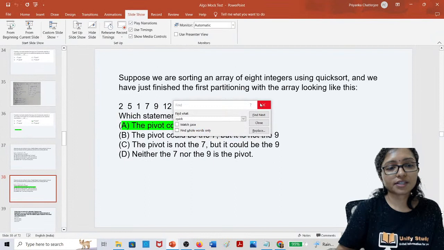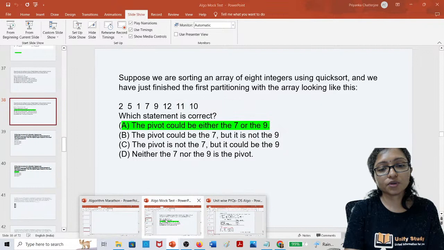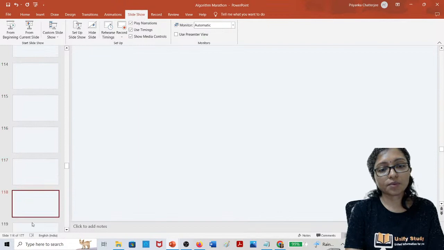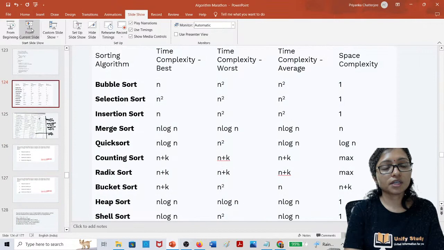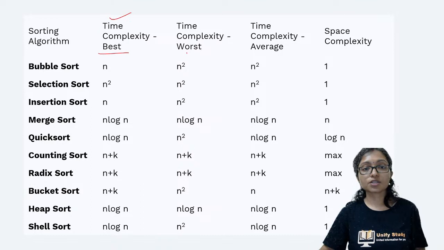Okay. Now, let's do some questions. So, mostly your searching and sorting algorithms are done. So, now let's do some questions. Before doing the questions, it is your chart. This is your quick revision chart, and this quick revision chart is very, very important. Here you can see the time complexity, best case, worst case, average case, must note it down.